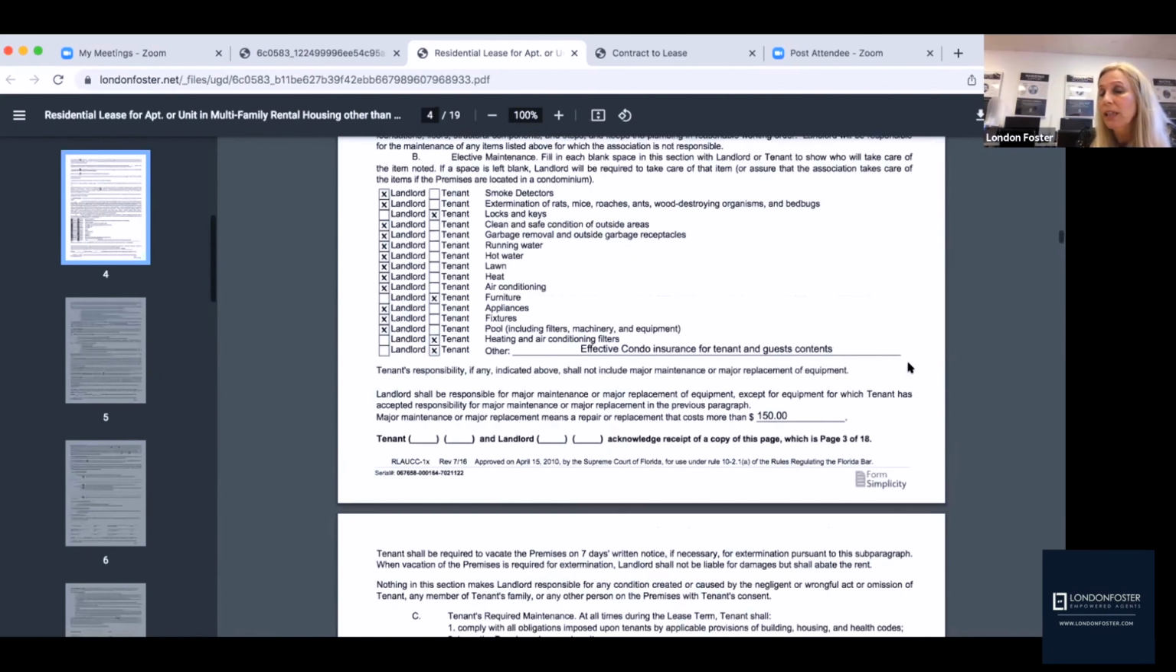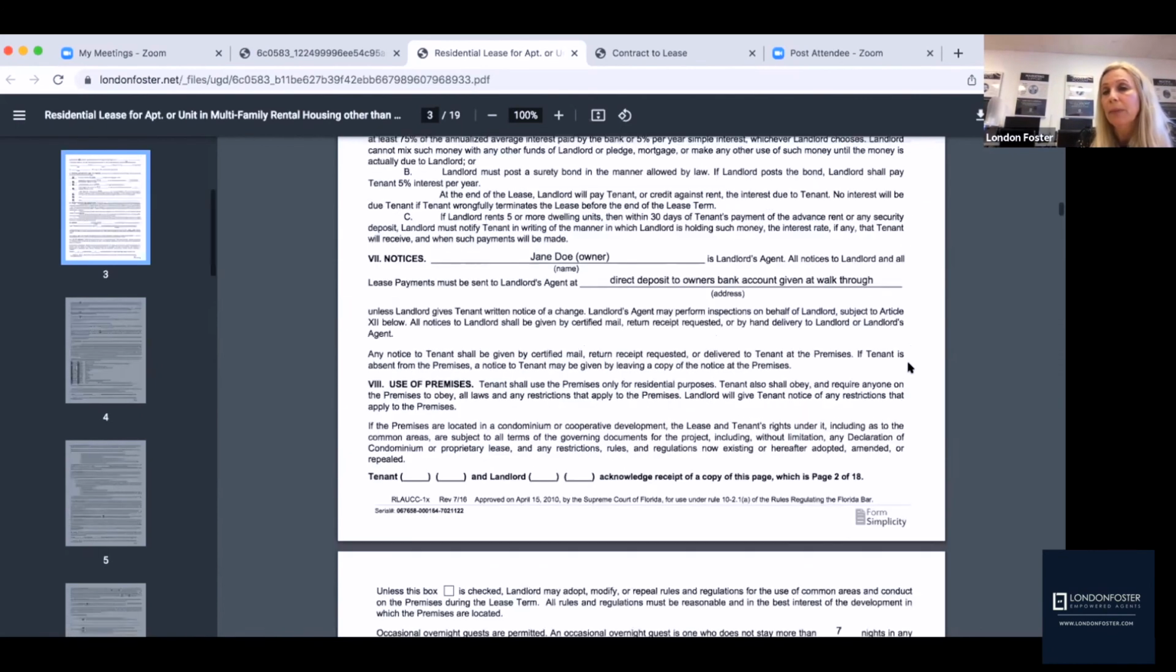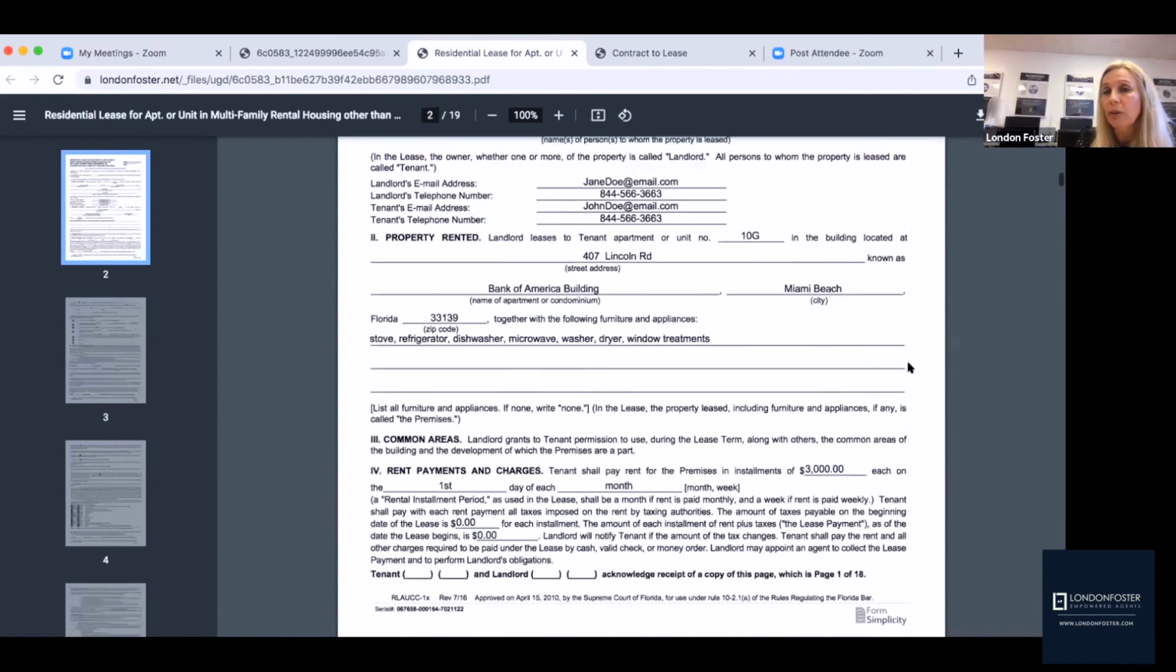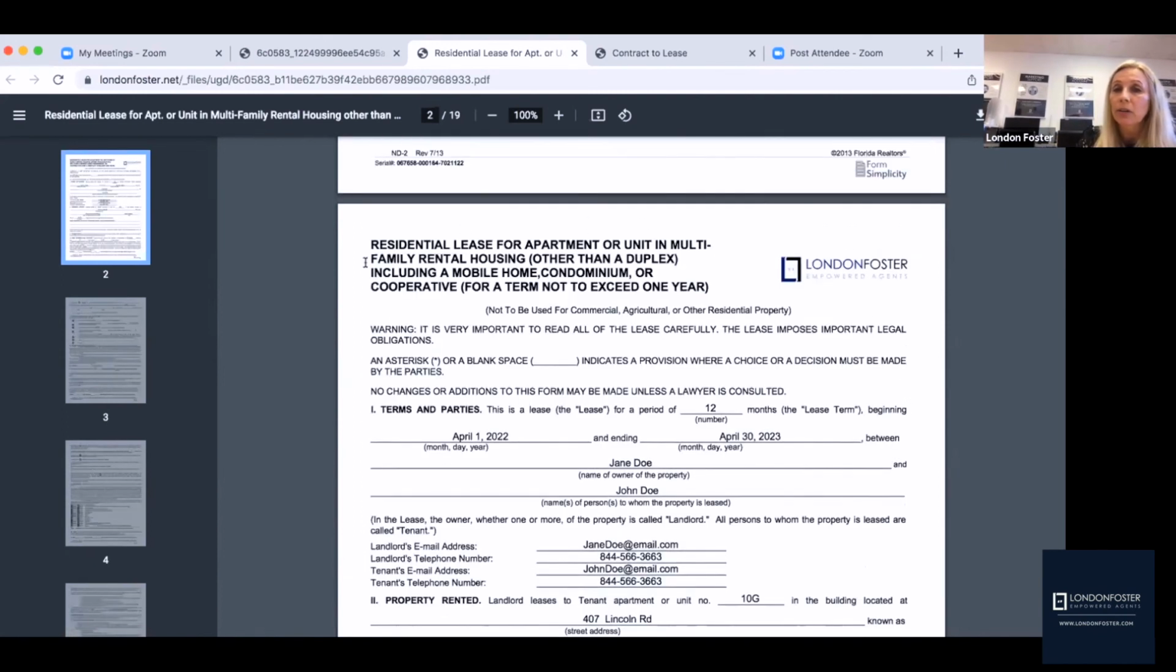Remember, the lease that we did today is for a condo, and it's not for a single family home. It's not for a duplex. So again, those other contracts are on our website at londonfoster.net.